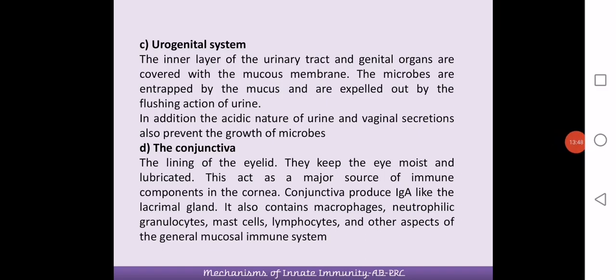So that's about the first mechanism, that means the physical or anatomical barrier for providing an innate immune response. So I hope you understood this part of the discussion, and in the next part we will discuss the second mechanism. Thank you.